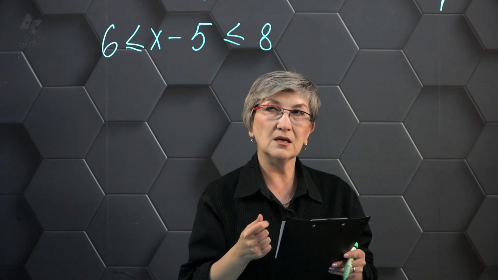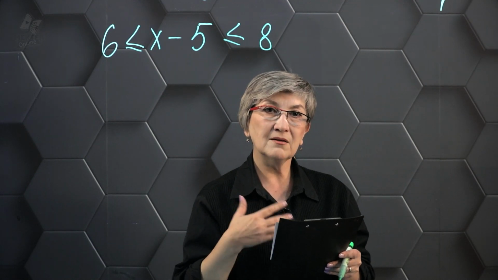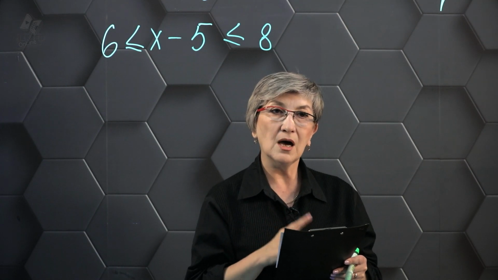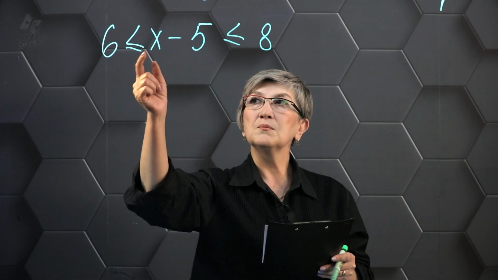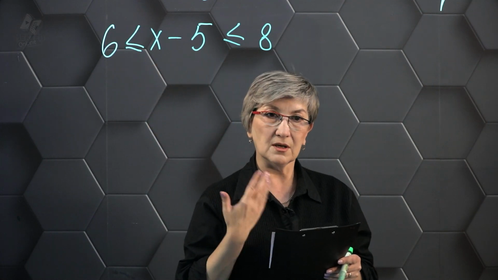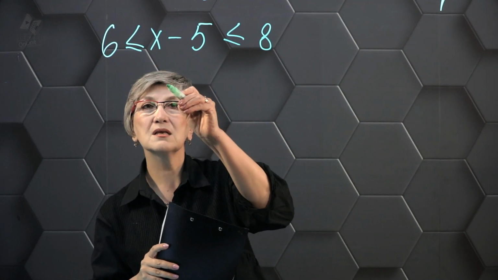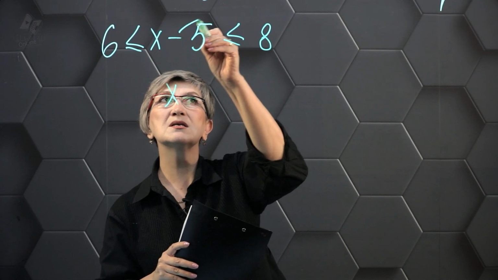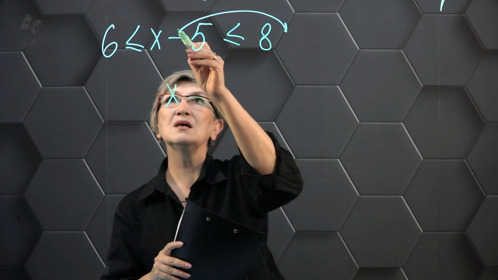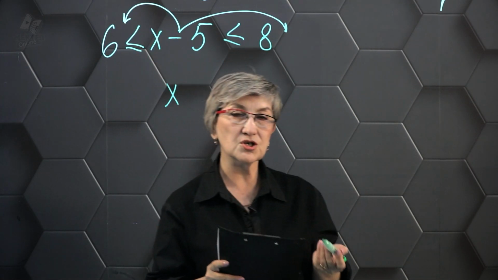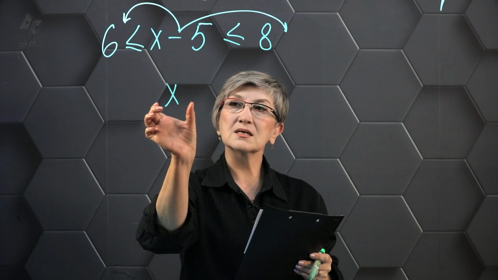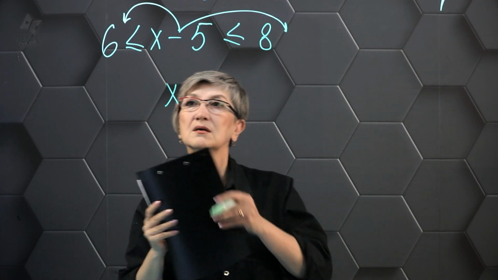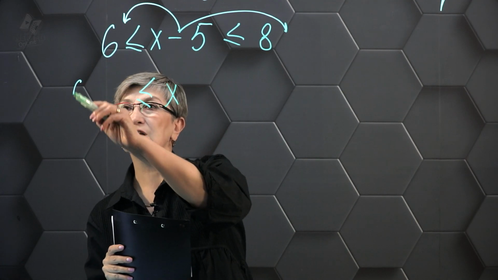How can we solve such inequalities? We will simultaneously transfer the numerical value to the left side and to the right side, while keeping the variable between the inequality signs. What am I talking about? If I leave the variable x, I need to transfer the number minus 5 to the right side and simultaneously move it to the left side. And then I'll be left with only the value of the variable x. I write x greater than or equal to 6 plus 5.